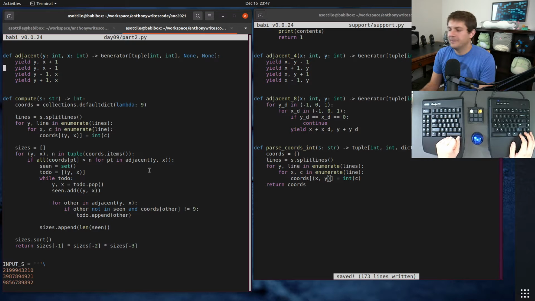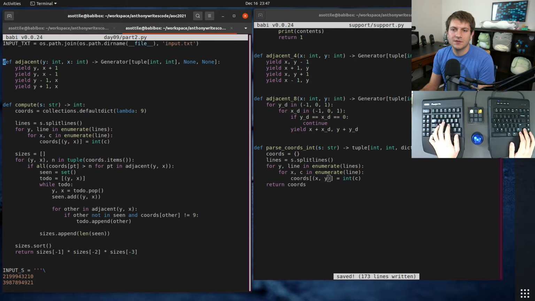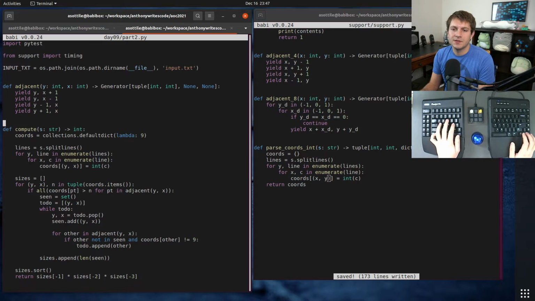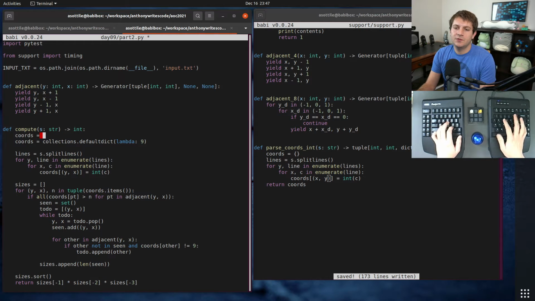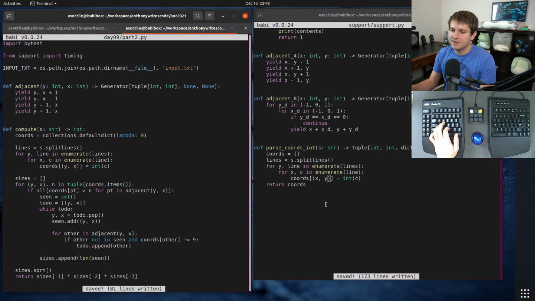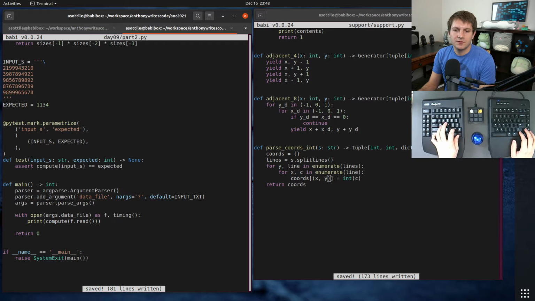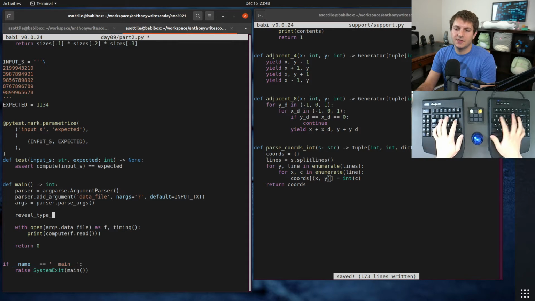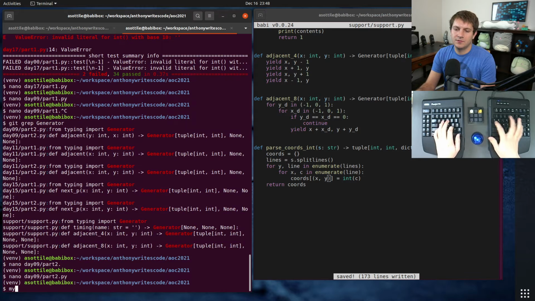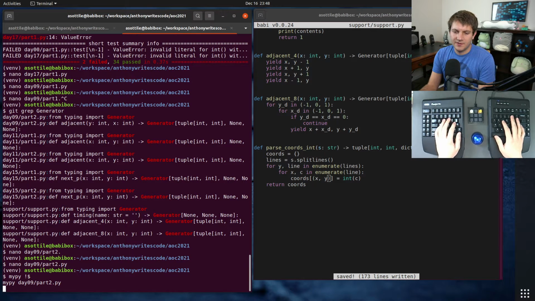How much time do we have? We got 13 minutes. I don't love rewriting this problem just yet, but let's see if we can do it. Chords equals parse chords int. Oh, and I bet MyPy doesn't know about this. What happens if we do field type timing? We have to set MyPy path, probably.